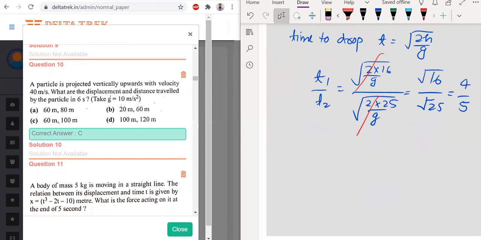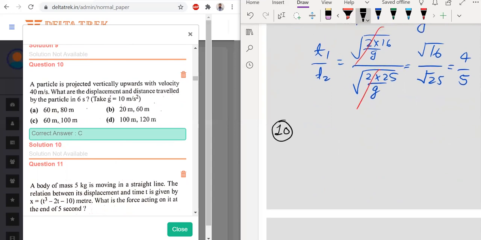Number 10. Particle projected up with a velocity, this, what is the displacement and distance. So मैंने बताया when there are chances of distance and displacement, we need to be careful. Why we need to be careful? Because by solving, what we get is the displacement. So maybe if I use the direct equation, the answer will be displacement.